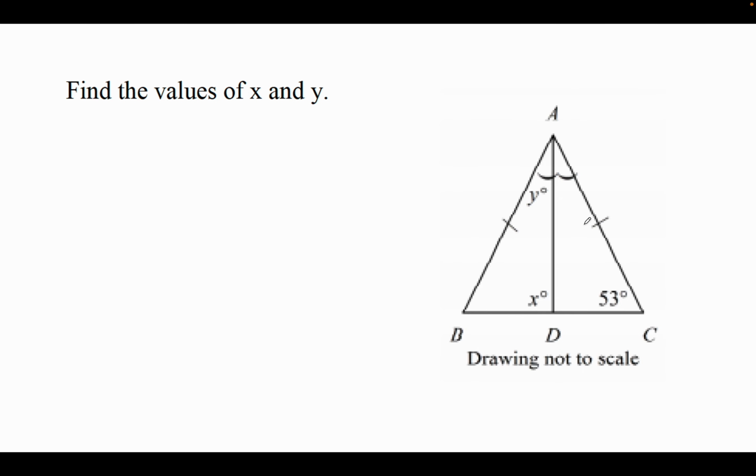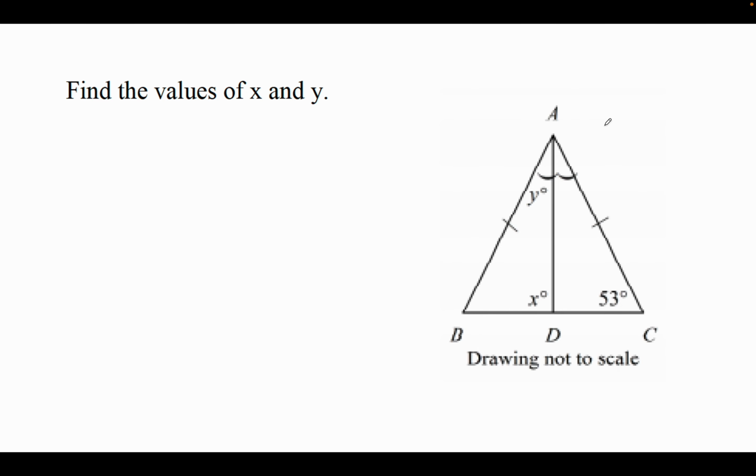So the marking here indicates that the two sides are congruent, right? Tama ba? So if the two sides are congruent, that means we have an isosceles triangle. An isosceles triangle, meaning if the two sides are congruent, the base angles are congruent. Base angles, yung sa ilalim niya, ito.